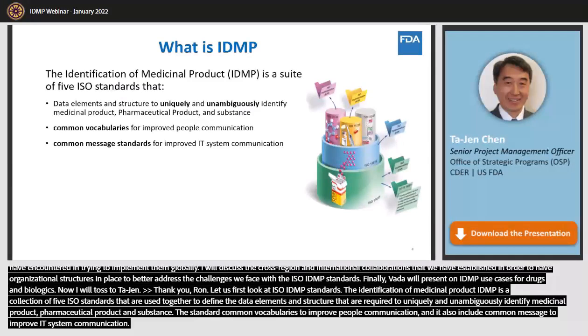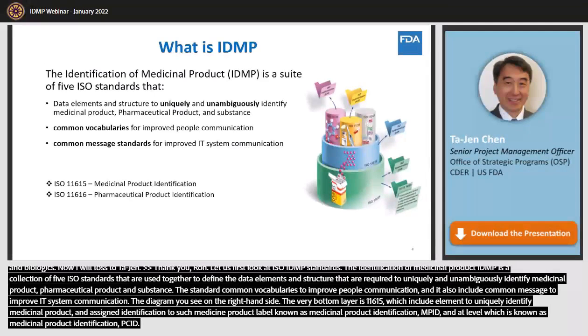The very bottom layer is 11615, which includes data elements to uniquely identify medicinal product and assign identification to such medicinal product at product level, known as Medicinal Product Identification (MPID), and at package level, which is known as Packaged Medicinal Product Identification (PCID). A level up is 11616, which includes an algorithm to generate pharmaceutical product identification (PHPIDs) based on a combination of substance, strength, and dose form.